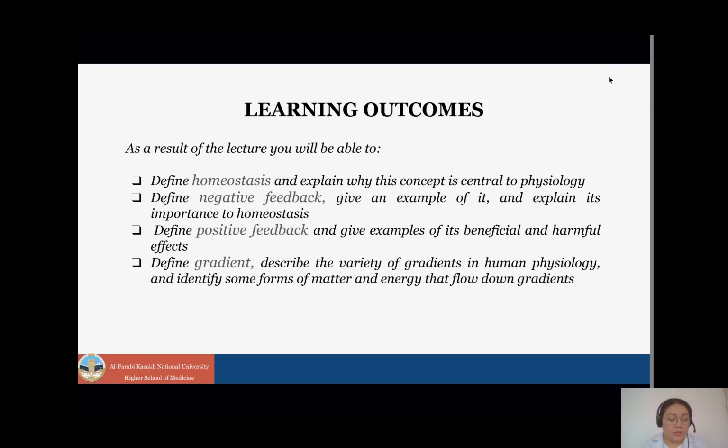The next learning outcomes: define homeostasis and explain why this concept is central to physiology. Define negative feedback, give an example of it, and explain its importance to homeostasis. Define positive feedback and give examples of its beneficial and harmful effects. And define gradient, describe the variety of gradients in human physiology, and identify some forms of matter and energy that flow down gradients.